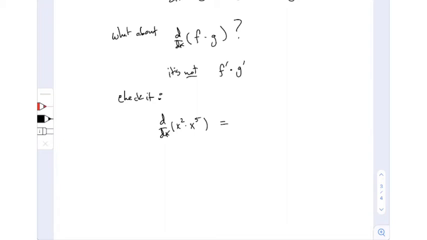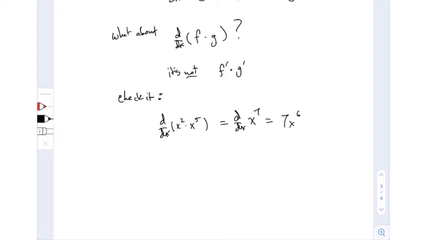X to the 7, yeah. In this case, you should add the exponents. So this would be the derivative of x to the 7, right? And the derivative of that would be 7x to the 6, all right? So if you wanted to do it correctly, that's what you should do in this case.